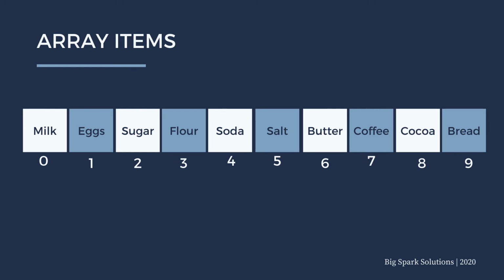So when we want to identify kung ano yung item sa index 4, the result should be soda. If you want item from index 0, item should be milk. If you want to know the index of cocoa item, the answer should be 8. But how about kung gusto mong i-retrieve sa program mo yung items?